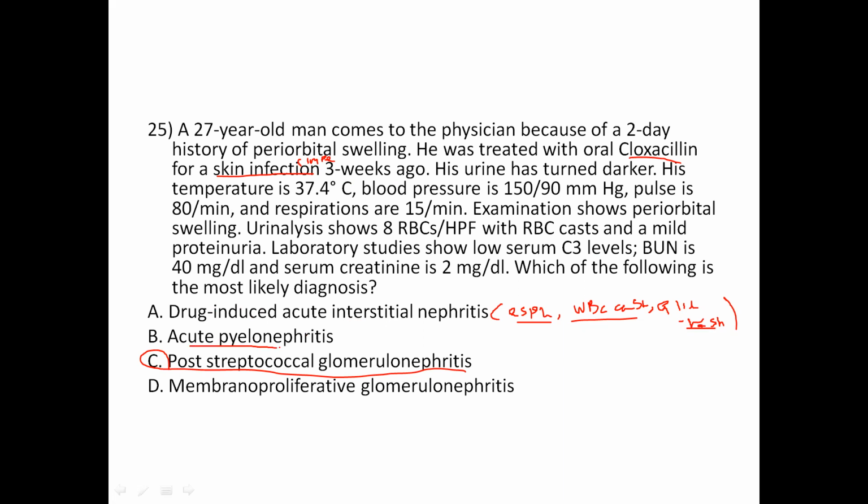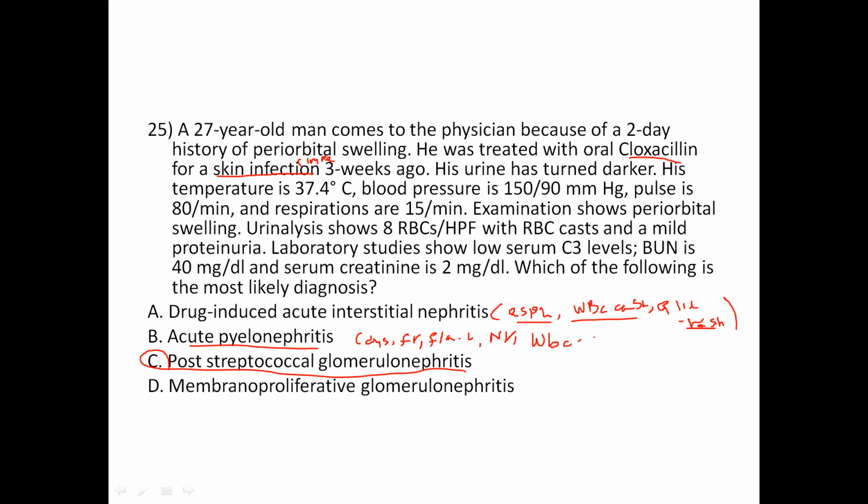Now acute pyelonephritis. In acute pyelonephritis, the patient may have dysuria, burning sensation during urination, frequency of urination, as well as bilateral or unilateral flank pain, fever, nausea, and vomiting. And in labs, in acute pyelonephritis, you will find WBC casts, not RBC casts.